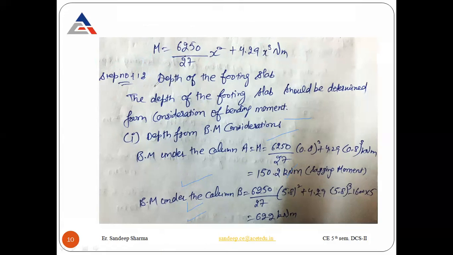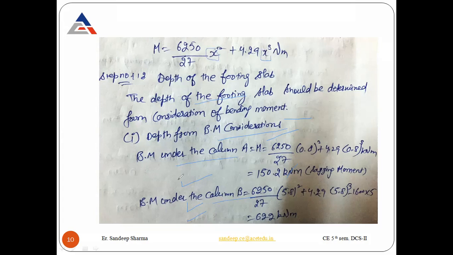Then we need to calculate again the depth of the footing slab, for which we are considering the bending moment consideration as well. The depth of the footing slab should be determined from the consideration of the bending moment. So what will be the bending moment there? The bending moment under column A and under column B. So here we need this x distance to calculate the moment.